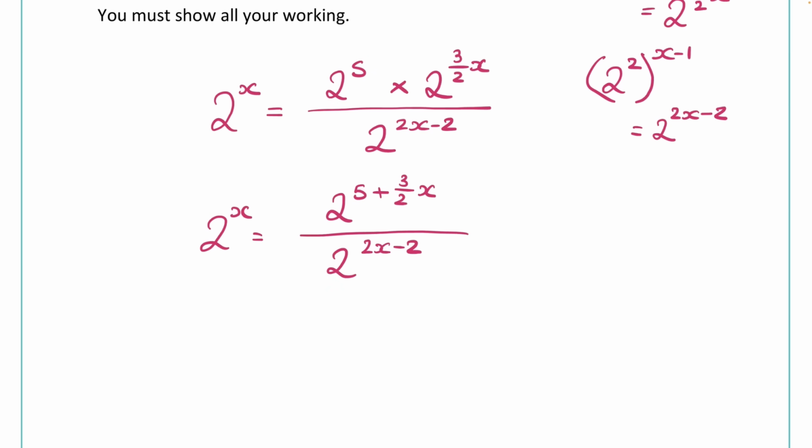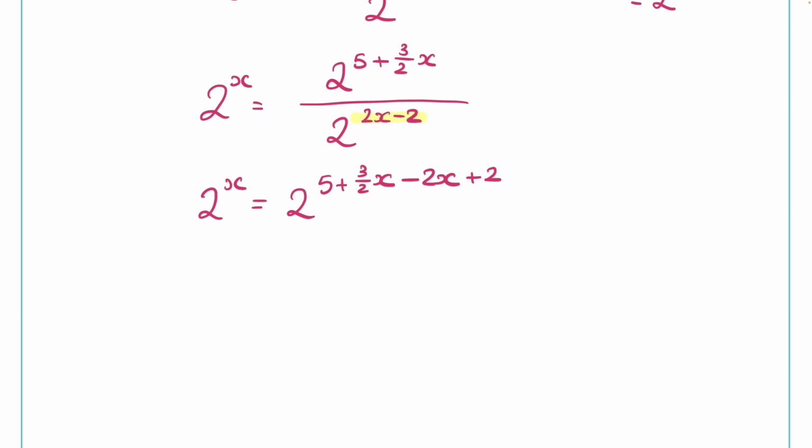Now we can subtract the powers. So if we take away the powers here, we've got 2 to the power of x equals 2 to the power of 5 plus 3 over 2x. Subtract that power on the bottom. We're going to have to be really, really careful here because we are taking away a minus 2 at some point as well. So we have minus 2x, and when we take away negative 2, that's going to become plus 2. As we are subtracting that power, the symbols do change there.